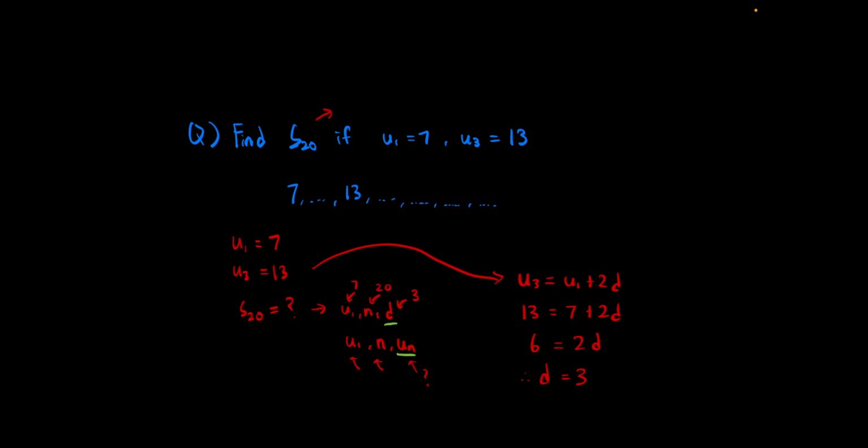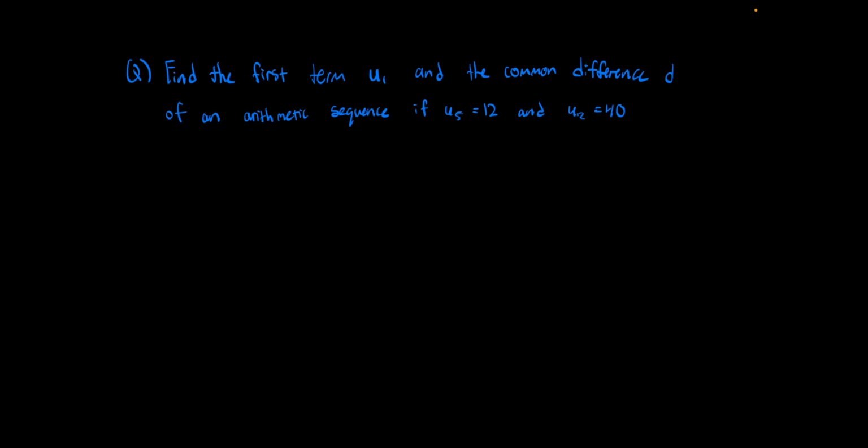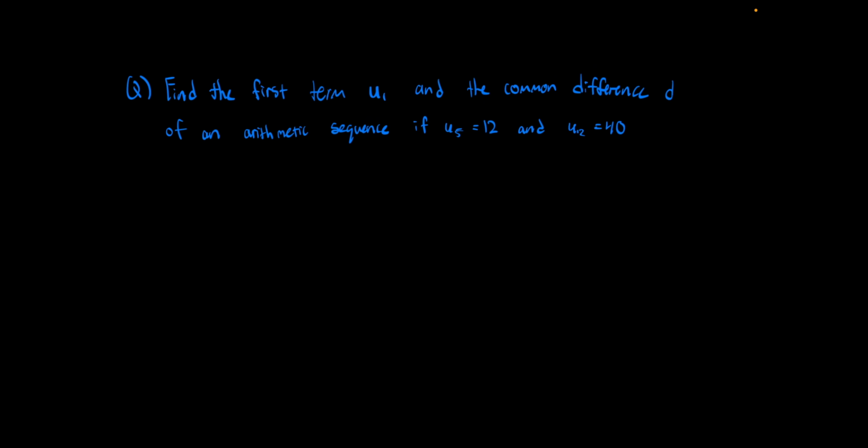Let's take a look at another example here. The question asks us, find the first term, u_1, and the common difference d of an arithmetic sequence if the fifth term, u_5, is equal to 12, and u_12 is equal to 40. Now, our two variables that we're trying to find are u_1 and d. So I'm going to list that up. u_1 is equal to question mark, and d is equal to question mark. And we have that u_5 equals 12, and u_12 equals 40.